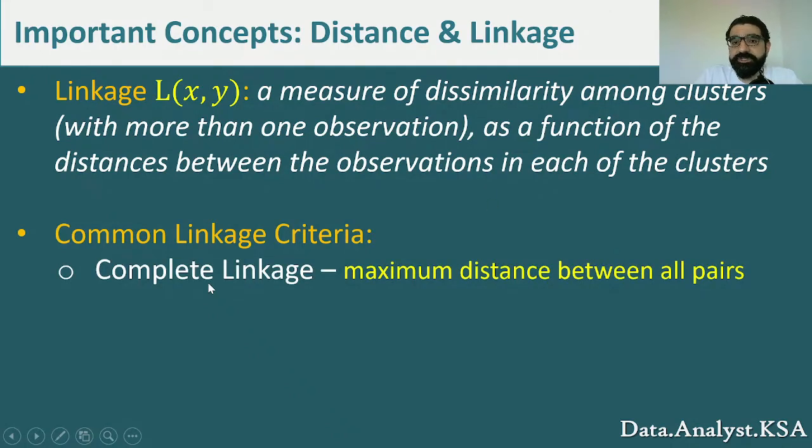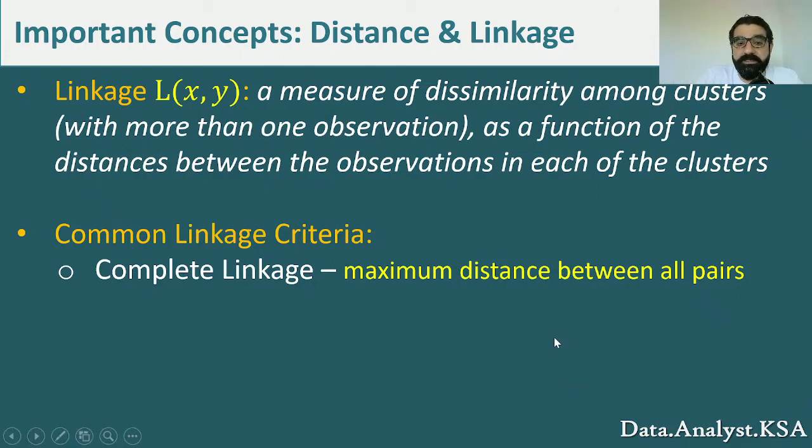The complete linkage, which looks for the maximum distance between all pairs. So let's say cluster 1 has 5 points, cluster 2 has 5 points. I will create pairs, so each point will be paired with the other 5 points, so I'll end up with 25 pairs. And then I will check the maximum value for the distance, and I will call this my linkage metric. So this will tell me the dissimilarity of the two clusters.